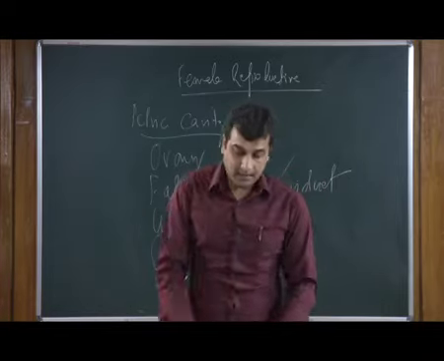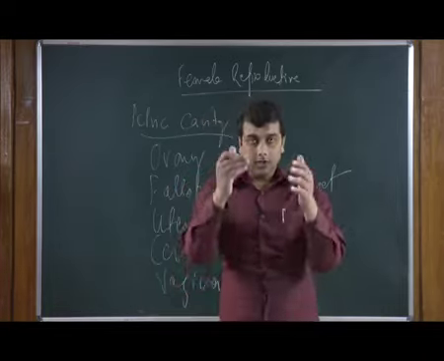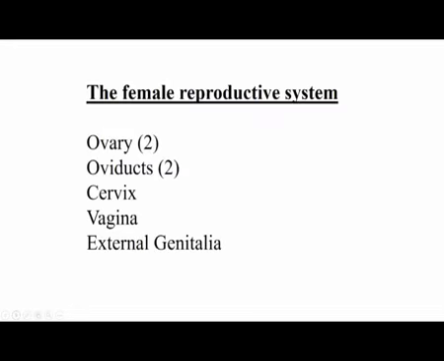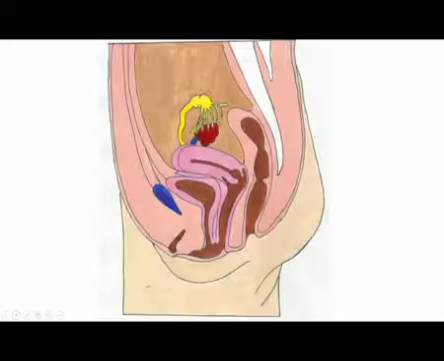Let us see all these organ systems in slide form. If we go to the slide, we have the two ovaries, and we have the oviducts because both ovaries come from both sides. So, there are two ovaries and then two oviducts that continue into the cervix. The cervix continues to the vagina, and then there is the external genitalia. Here is the schematic representation of the female reproductive system.